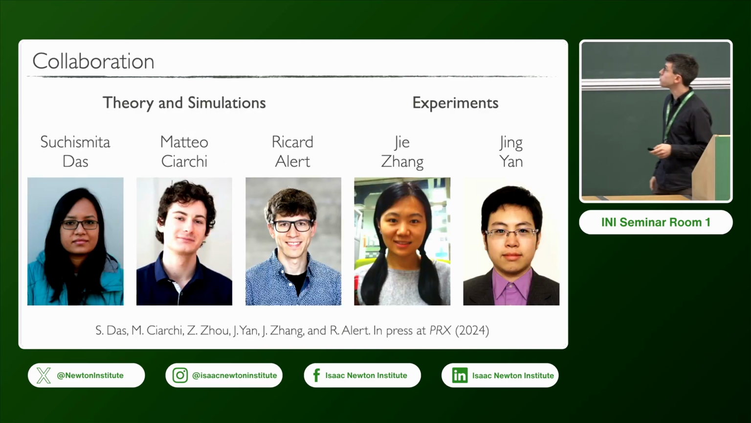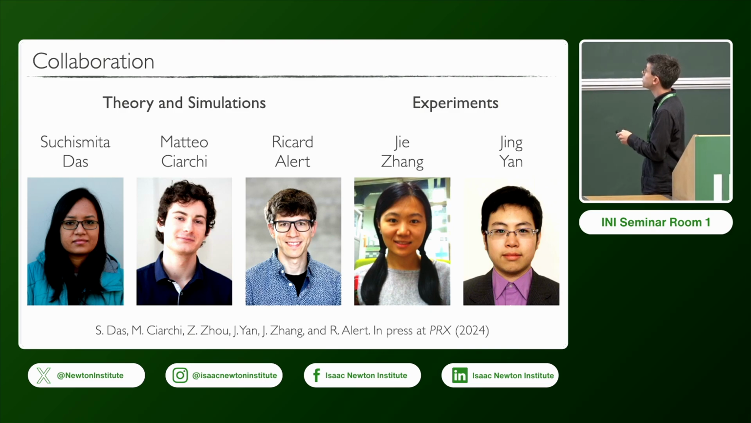So this is work that we did in collaboration, again with experiments. The experiments were done by Jie Zhang and Jing Yan respectively at the University of Science and Technology in China and at Yale. And we did the theory in my group at PKS together with a postdoc, Suchishmita Das, and with a PhD student actually of another group, Matteo Ciarchi.